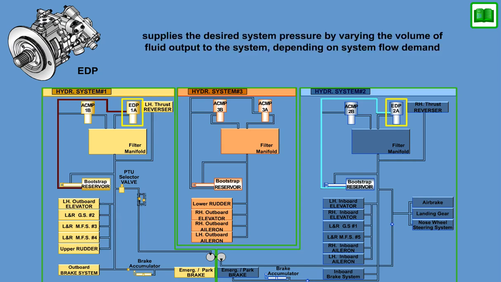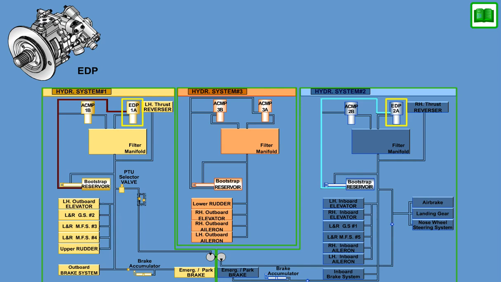It supplies the desired system pressure by varying the volume of fluid output to the system, depending on system flow demand. The pump produces a rated discharge pressure of 3,000 psig and has a rated output flow of 64.4 liters per minute.